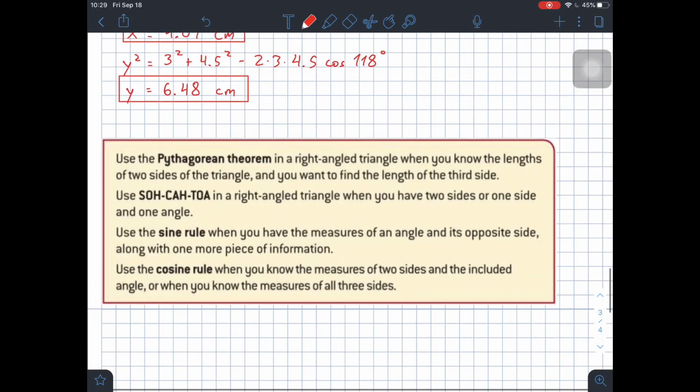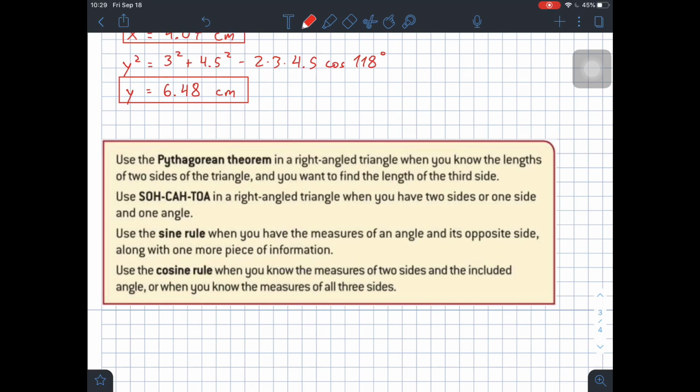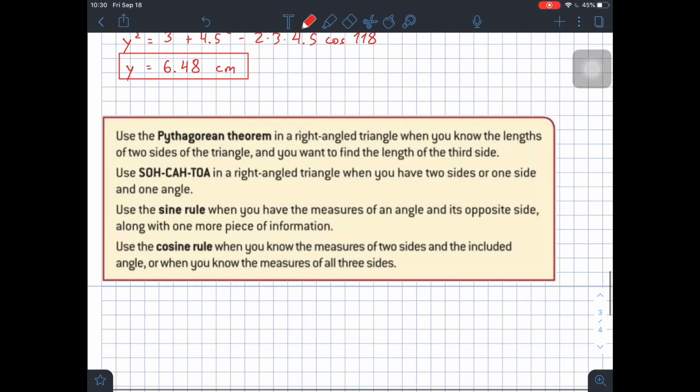Okay, finally, this is a summary of all of the things we have seen up to now. It says, use the Pythagorean theorem in a right angle triangle when you know the length of two sides of the triangle and you want to find the length of the third side. That's a basic thing. Then it says, use SOHCAHTOA in a right angle triangle when you have two sides or one side and one angle. Then use the sine rule when you have the measures of an angle and its opposite side, along with one more piece of information.